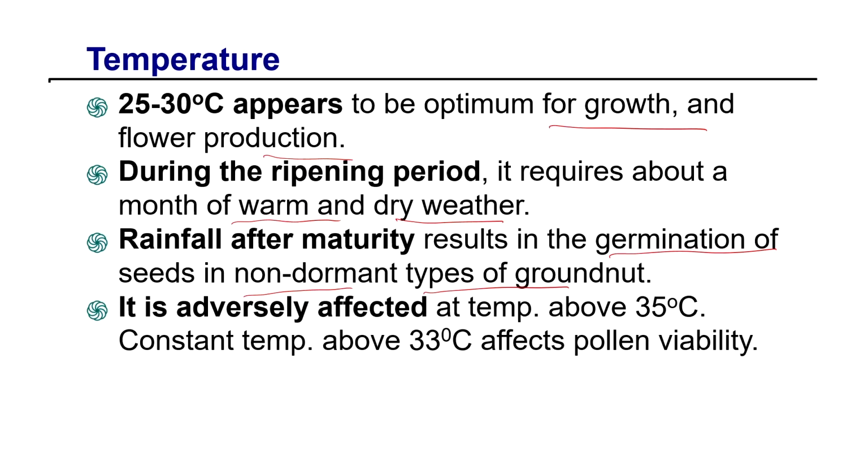It is adversely affected at temperature above 35 degrees centigrade. Constant temperature above 33 degrees centigrade affects pollen viability. If temperature is too high, say more than 35, then pollen viability is adversely affected. There will not be pollen germination, and then fertilization will not happen, and pegging will not happen, and finally there will not be formation of the pods and seeds.